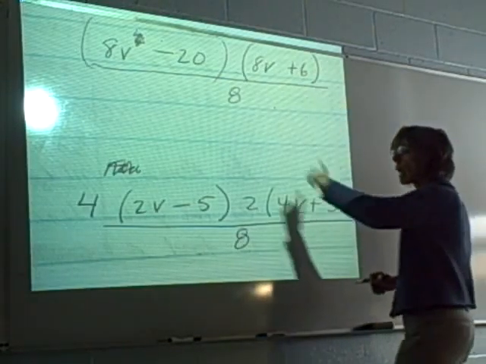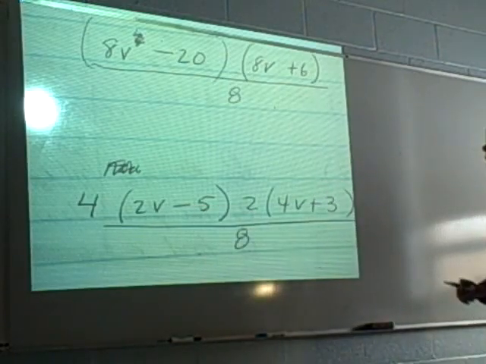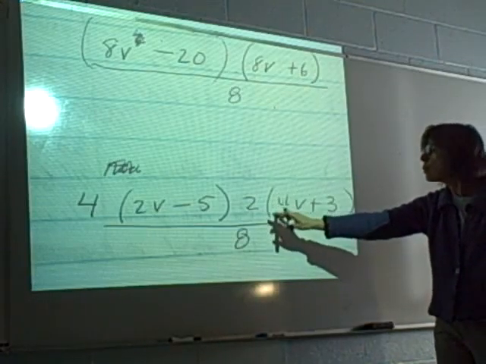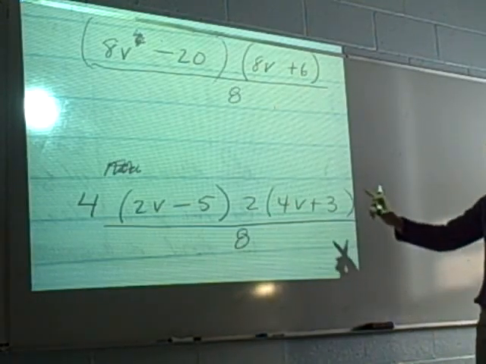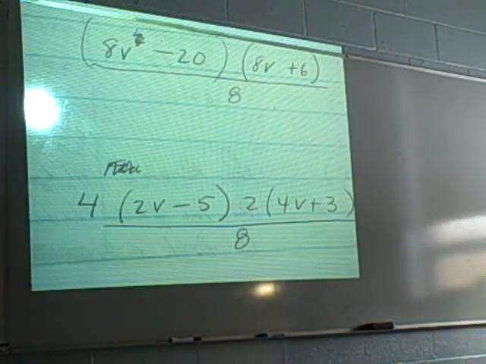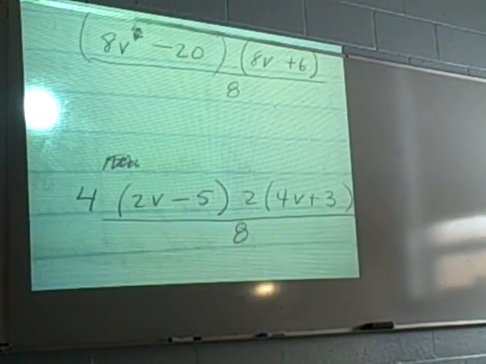You're going to pull out the common factor. You have 4 times 2v minus 5. And the common factor of 8v plus 6 is 2. So you'll have 2 times 4v plus 3. Then what do you think you're going to end up doing next? You're going to want to cancel. You're going to simplify.